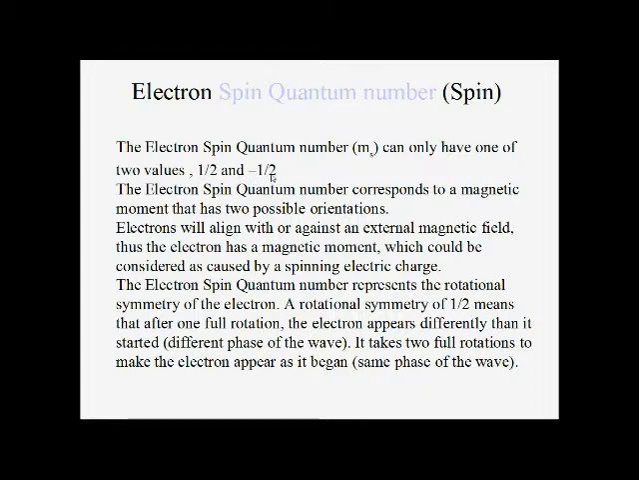The 1/2 represents rotational symmetry of the particles. All matter particles have a fractional rotational symmetry. So a rotational symmetry of 1/2 represents that the electron has to do a 720 degree rotation, so 2 full rotations before it appears like itself. So it appears the way it began.